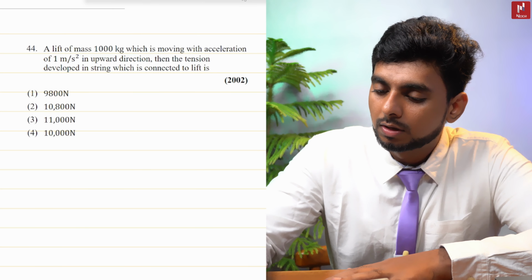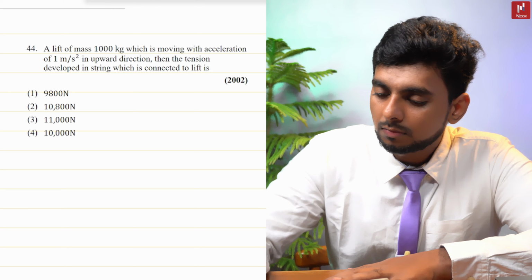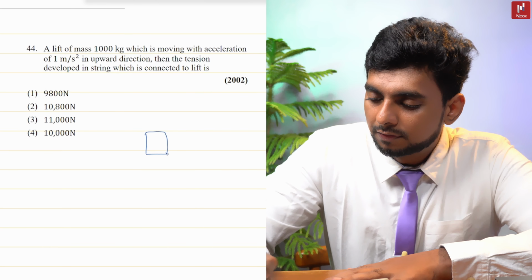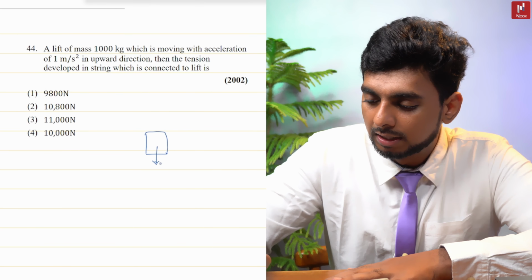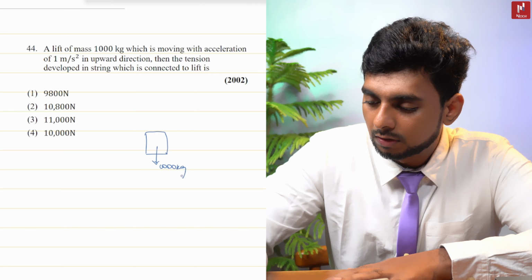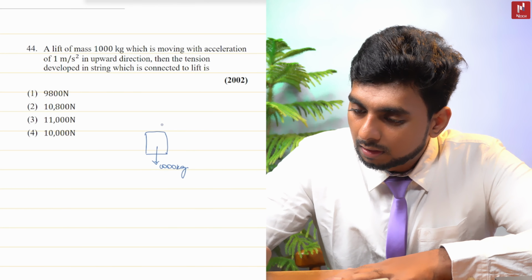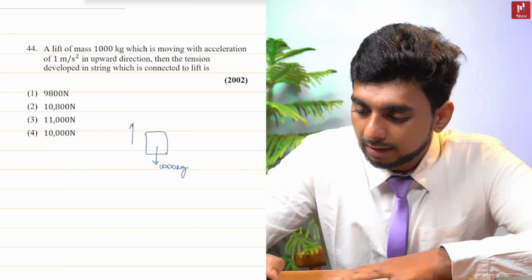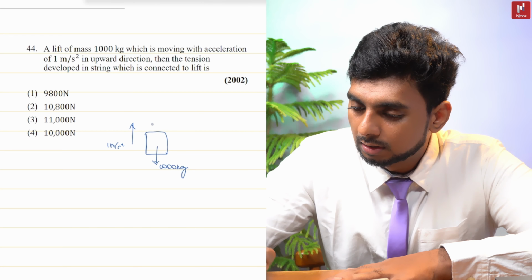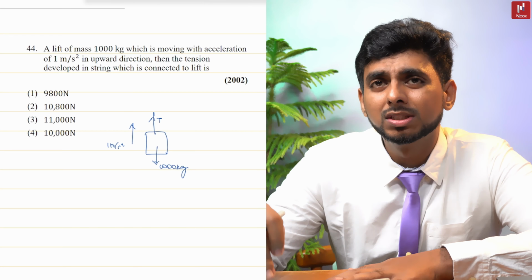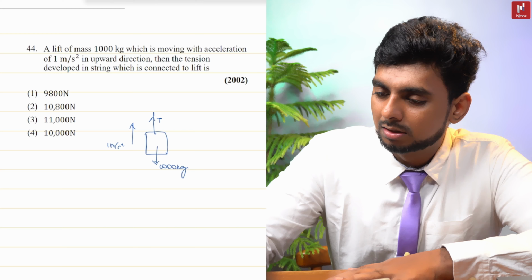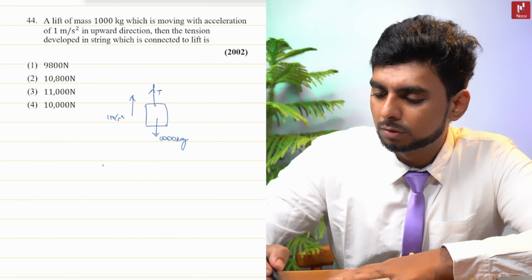Okay, so here you have a lift, and the mass of that lift will be 1000 kg. Okay, that's going to act downwards. Fine. And then it is moving with an acceleration A, that's going to be 1 meter per second square upwards, then the tension in the rope. So this is the same sum as the monkey sum that we have seen in the previous question. So just do the force balance, you'll get the answer.